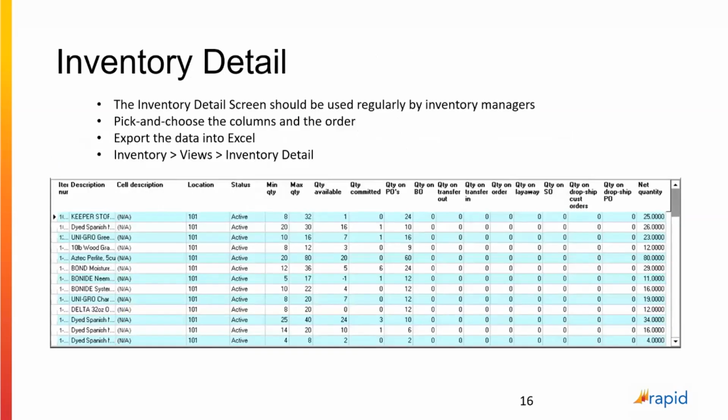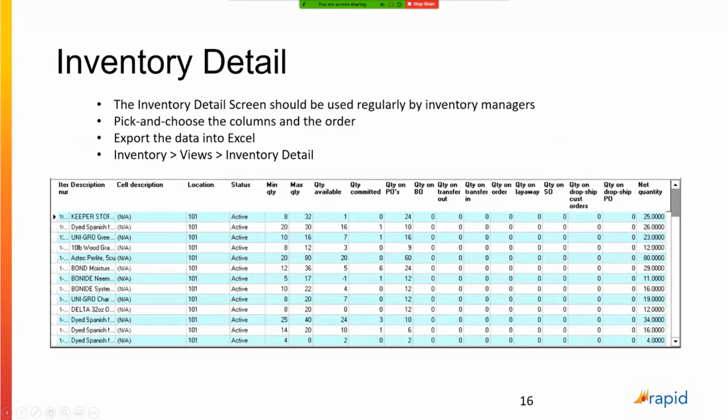Perfect. And one other little detail that you may not know about, which is a really, really cool screen, is called the inventory detail screen. I'm always amazed how many people have been using Counterpoint for 10 years and they didn't know that this screen exists. So I hope someone's going to have an aha moment whenever they see this screen. The inventory detail screen should be used regularly by anyone who's managing inventory. It allows you to pick and choose the columns that you want, and also the order of those columns. So that's the real power behind this.